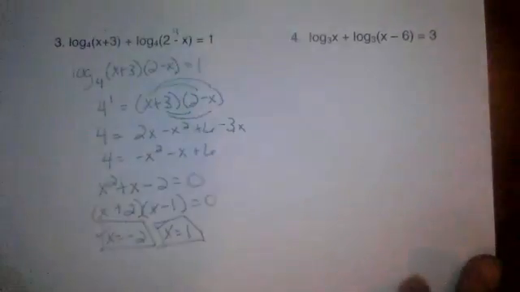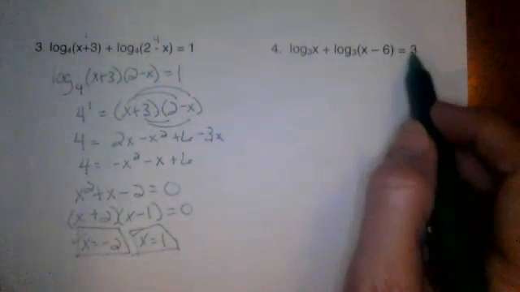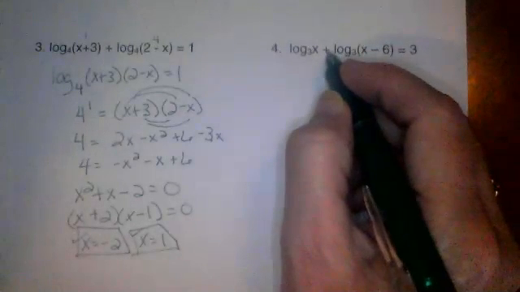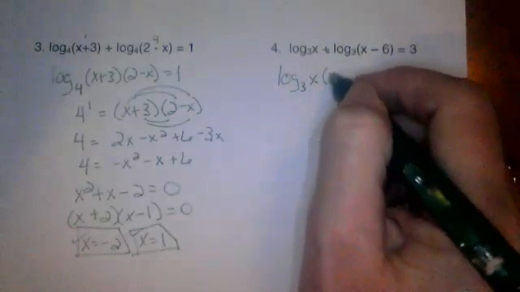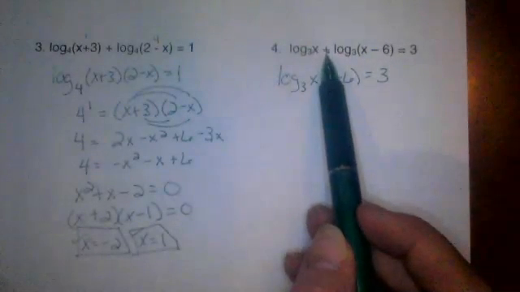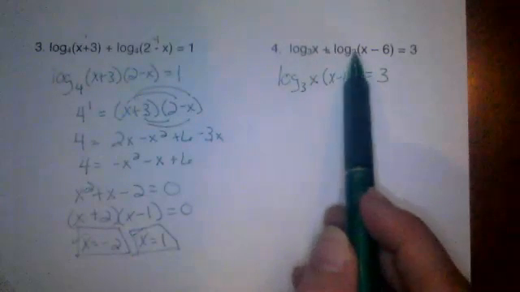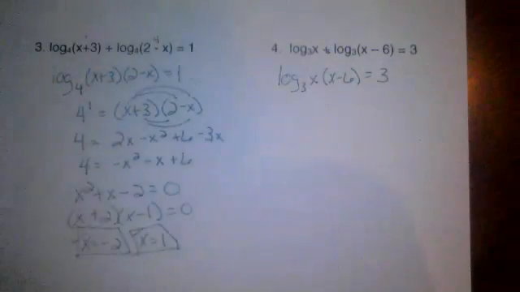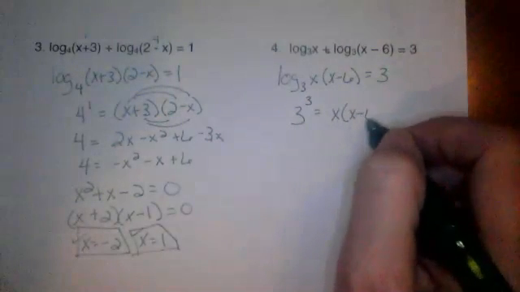All right, number 4 is very similar to number 3. Before we can rearrange this, and we are going to rearrange because it has a number over here by itself, we need to combine. And to combine these, addition becomes multiplication again. So we have log base 3 of x times x minus 6 equals 3. If this had been subtraction, we would have just made this division. So it doesn't matter how they need to be combined. Addition is multiplication, subtraction would just be division. And then once you have that single logarithm, you can rearrange it. 3 to the third power equals x times x minus 6.